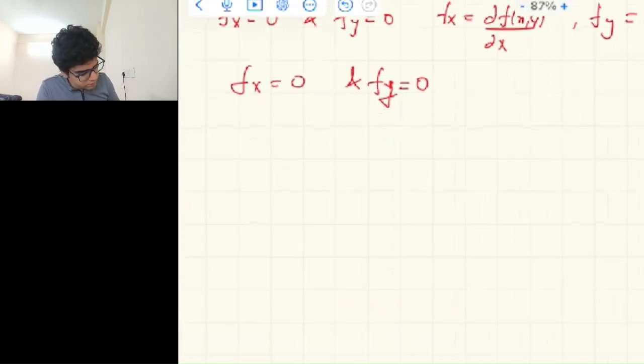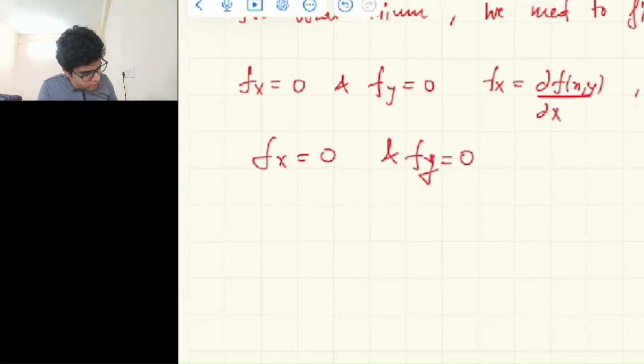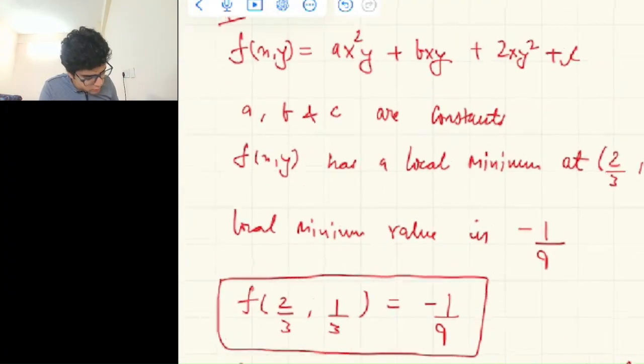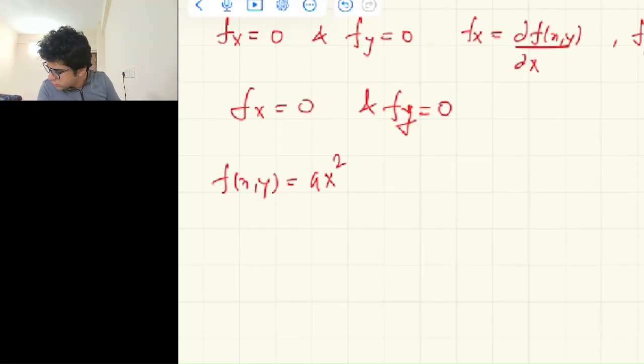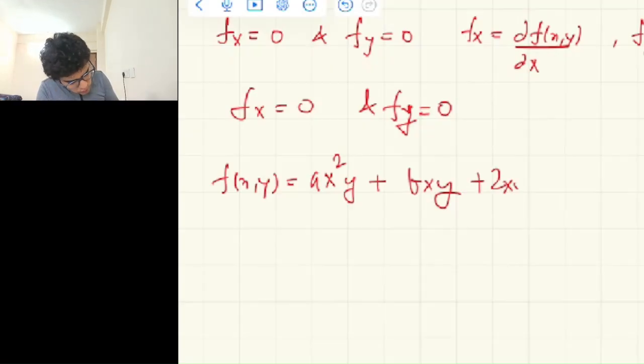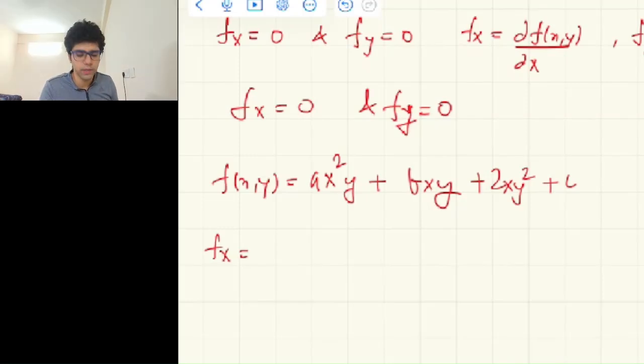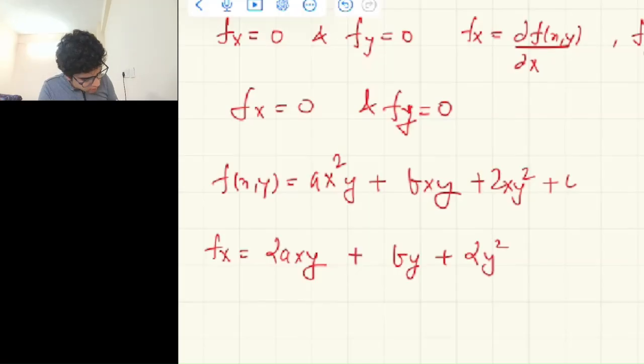So now let us just find the first order partial derivative with respect to x. f of x comma y was ax square y plus bxy plus 2xy square plus c. So f of x would be, just treat y as a constant. So this would give me 2axy plus by plus 2y square, right? And c was a constant again, so 0. Equate this to 0. So this is our first equation.